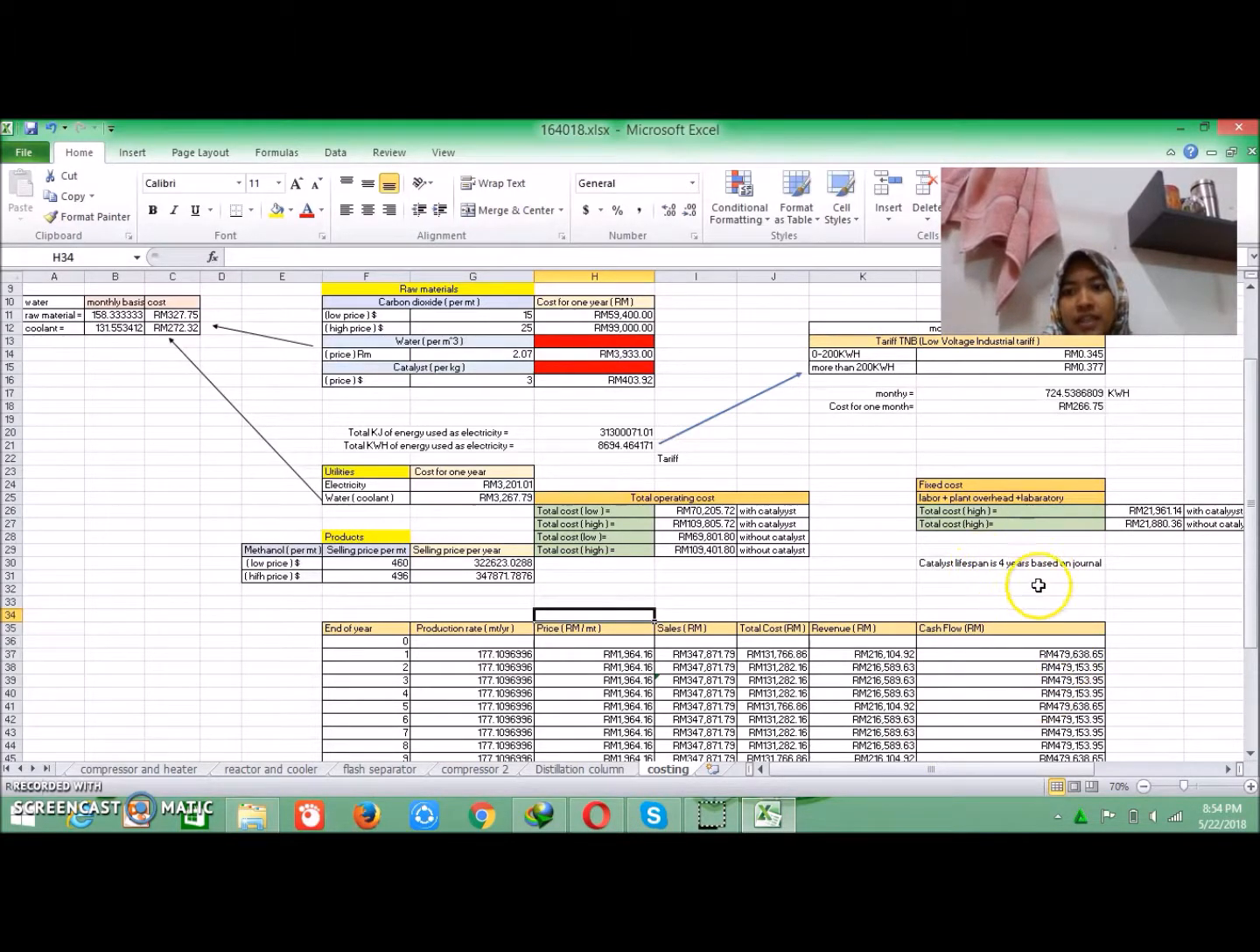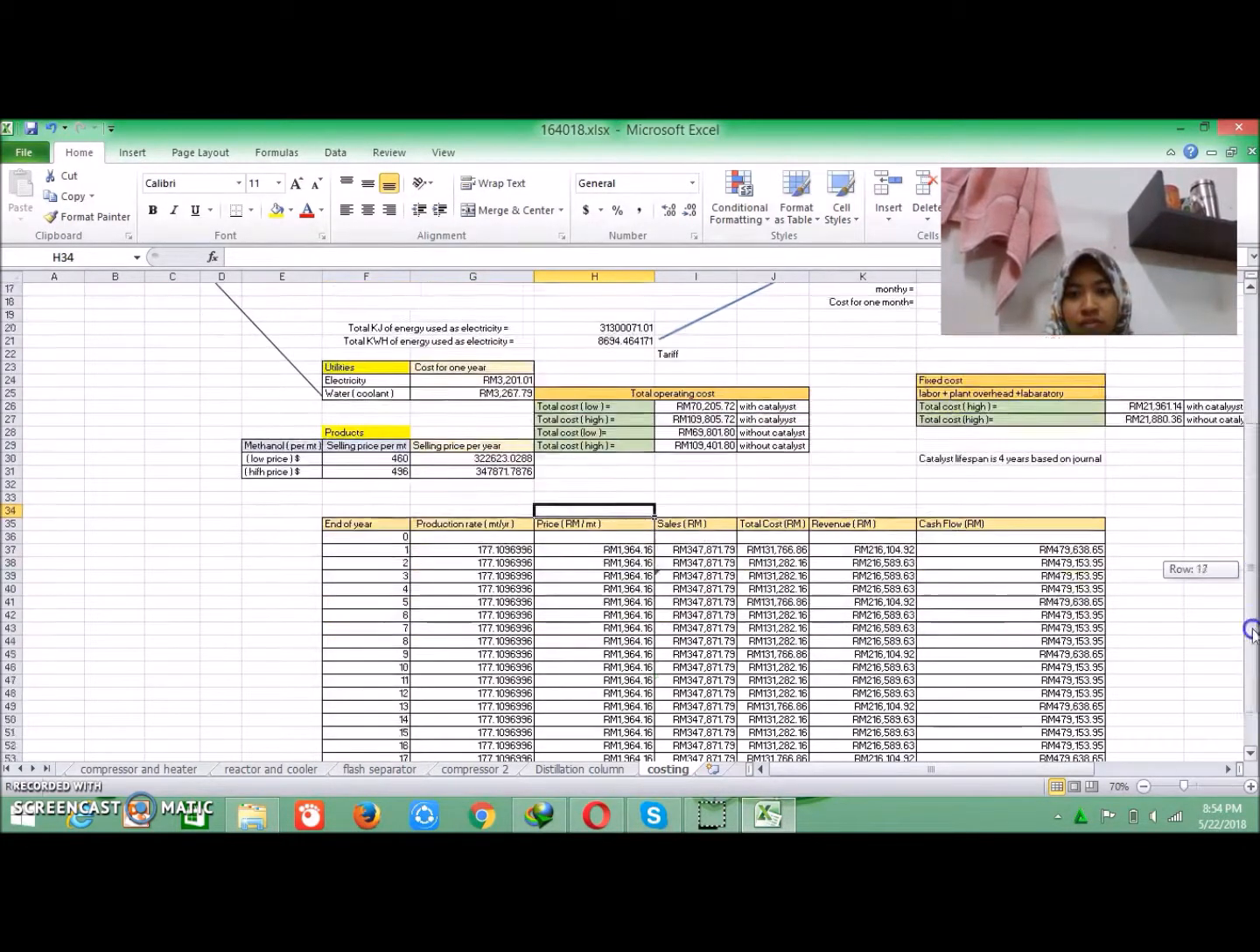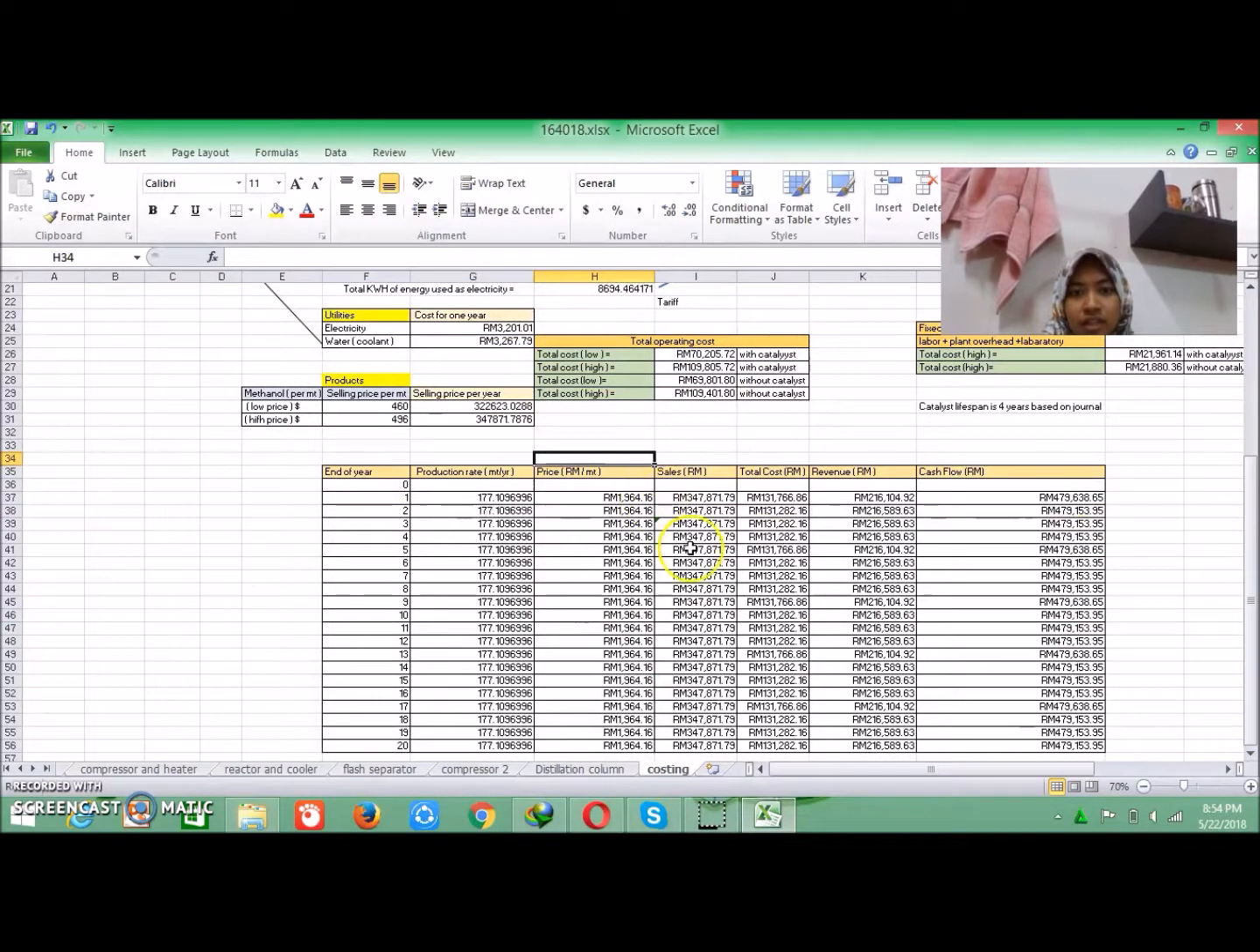Catalyst lifespan is 4 years based on our journal. So this is our cash flow, as you can see here.